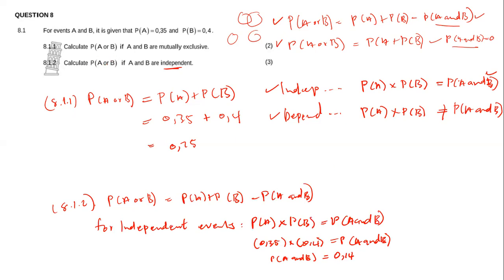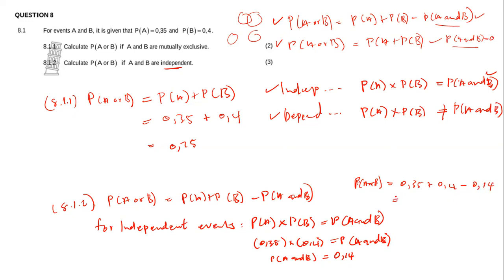Now, let me determine what the question wanted me to do. Probability of A or B. Let me utilize this space over here. Probability of A or B will be equal to, what is probability of A? Probability of A is 0.35. What is the probability of B? Probability of B is 0.4. Subtract, what is the probability of A and B? We got that it's 0.14.